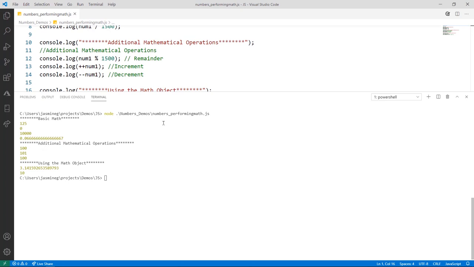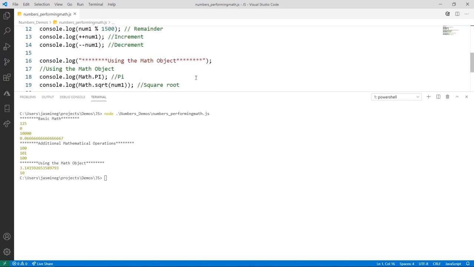And then in the second example, we are looking at the increment operation. And then on line 14, we're looking at the decrement operation. And all these are doing is either increasing num1 by 1 or decreasing it by 1.